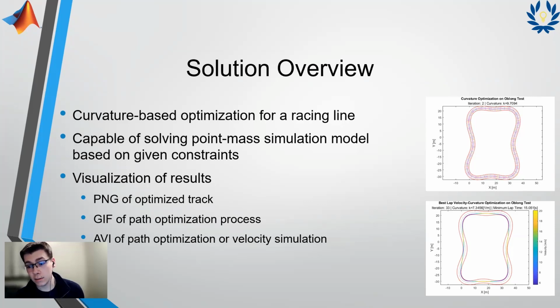The best lap is taken and plotted as a velocity gradient on the track, which is what you see in the bottom right. There are also several other types of visualizations available, which include PNGs of the optimized track, videos of the mass going along the track in real time, videos of the path optimization process, as well as a PNG plot of the velocity profile with respect to distance traveled along the track.